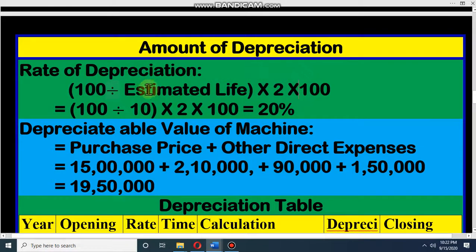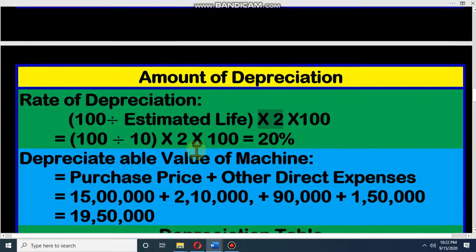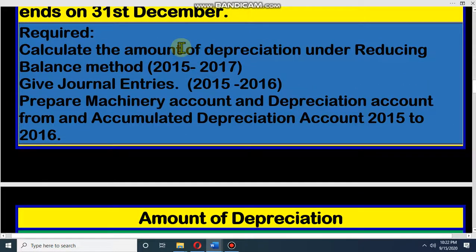Dear student, again I am telling the formula, 100 divided by estimated life into 2. If we omit this 2, then it is the formula of the straight line method. The rate of depreciation under the reducing method or diminishing balance method is 100 divided by estimated life into 2, and this 100 is for percentage. Okay. So dear student, we have learned two things from here: at first how we can calculate the rate of depreciation, then the depreciable value. Now our requirement is to calculate the amount of depreciation under the reducing balance method.